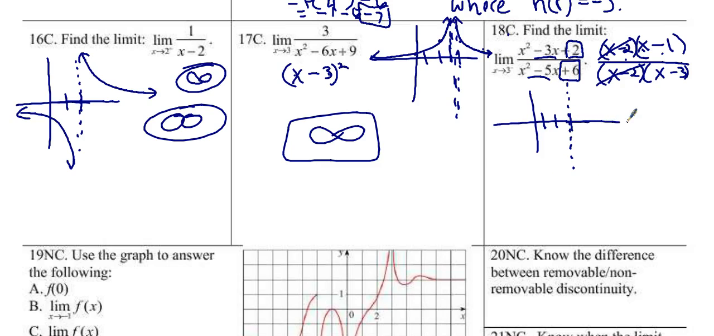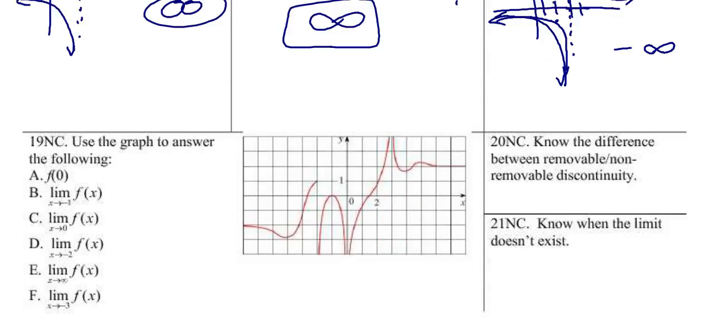If I pick a number smaller than 3, like 2, 2 minus 1 is 1. 2 minus 3 is negative 1. 1 over negative 1, it's down here in this quadrant. If I pick a number like 4, something on the other side of my vertical asymptote, 4 minus 1 is 3, 4 minus 3 is 1, it's up here, it's doing this. So 3 from the left is going to negative infinity because we're going downward forever.